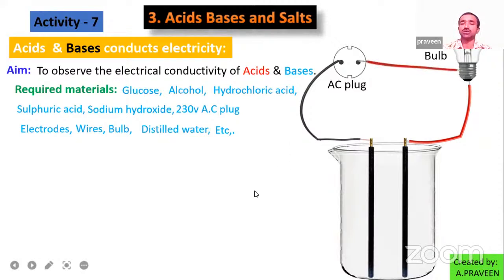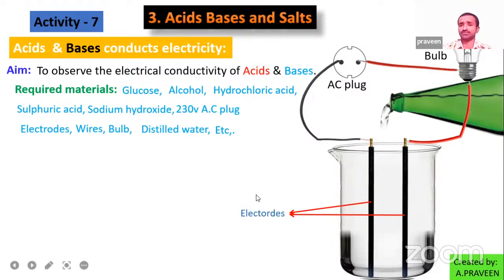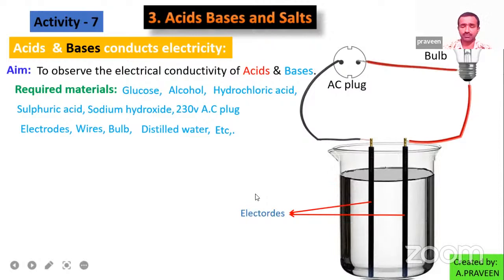If you switch on before adding water, does it glow? It does not glow. Then add water into this. The electrodes are connected. Next, add distilled water. Fill the beaker with distilled water. Then switch on. What do you notice after filling the distilled water? Still the bulb does not glow when you switch on.